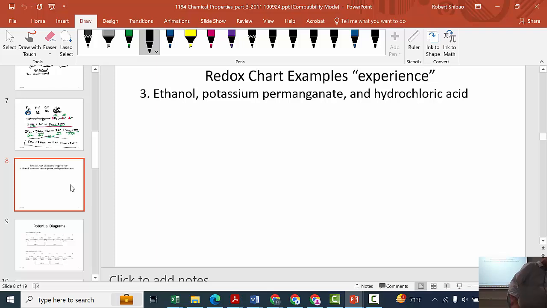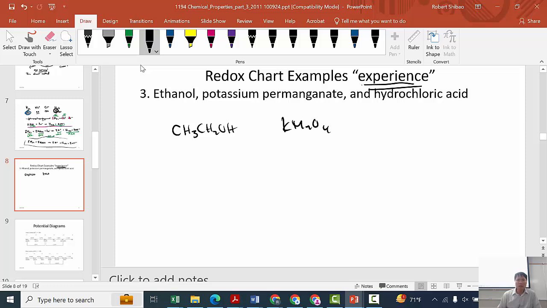This one is a bit tricky here. And it's going to rely on skeleton redox and experience. That is your experience of certain chemicals, like ethanol. Ethanol, what's the formula? It's CH3CH2OH. Potassium permanganate is KMnO4, and hydrochloric acid is HCl.